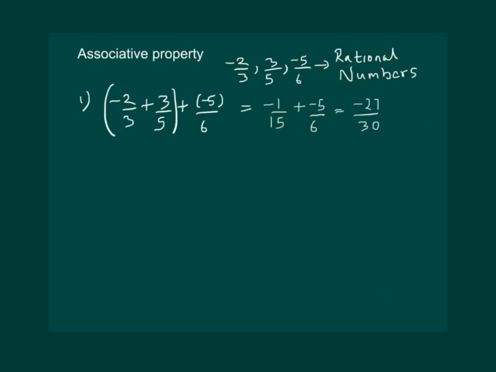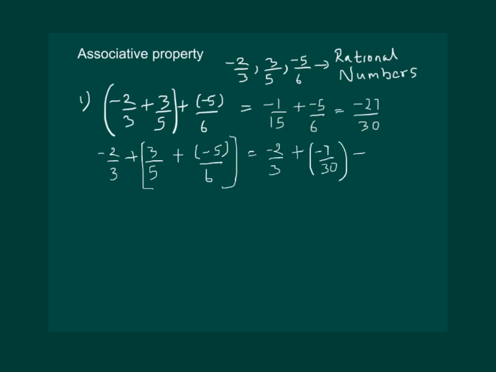Now let us change the position of the bracket and add the three numbers again. This will give us minus 2 by 3 plus minus 7 by 30, and solving further, again 30 will be the LCM and numerator will be minus 27. So clearly we can see that both are equal, hence addition is associative for rational numbers.